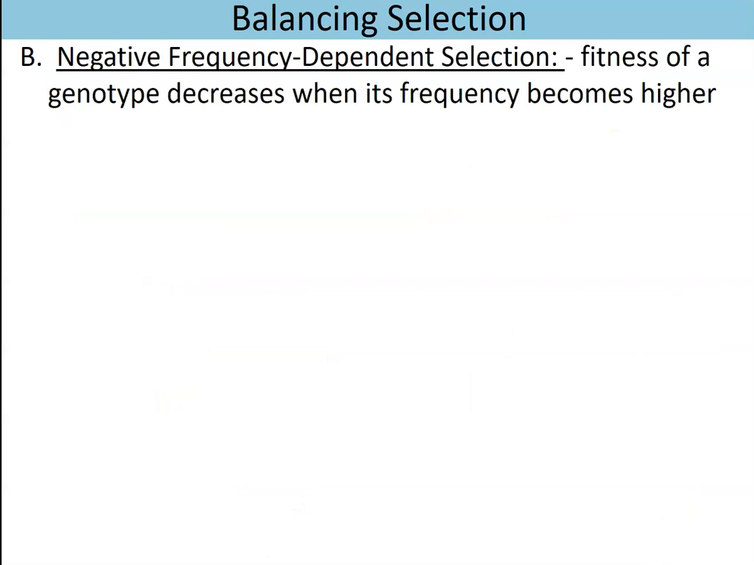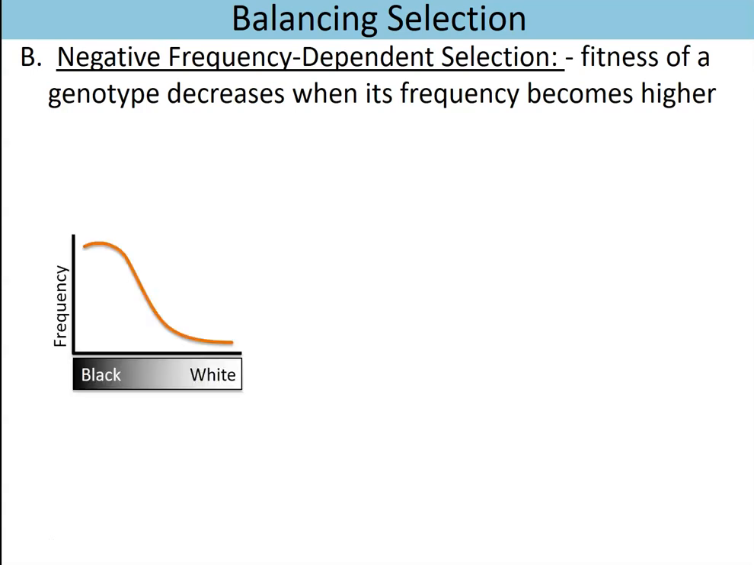Now, the second type of balancing selection that we can see is negative frequency dependent selection. This sounds complicated, but it's actually pretty simple. It says that the fitness of a genotype decreases when its frequency becomes higher. That's what we mean by negative frequency dependent. So if we look at an example quickly, we can have this trait where we have dark versus light, and we can have a frequency of individuals. And here we have in the population that more individuals are darker, but for whatever reason they get selected against because they are more common, right?